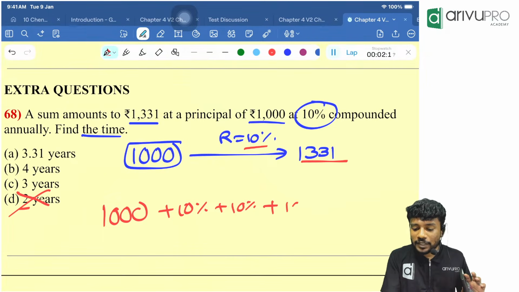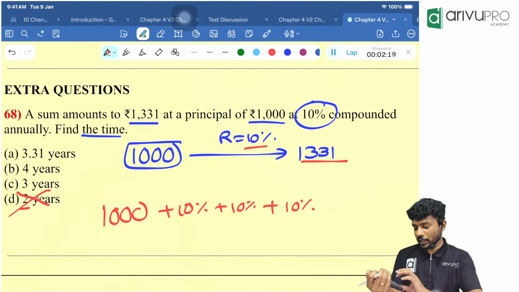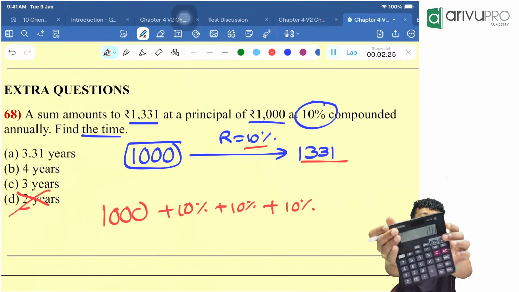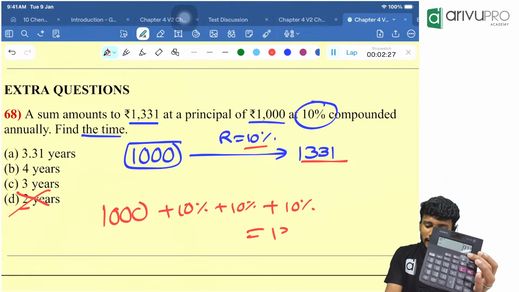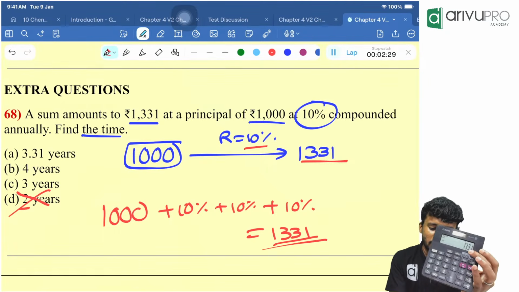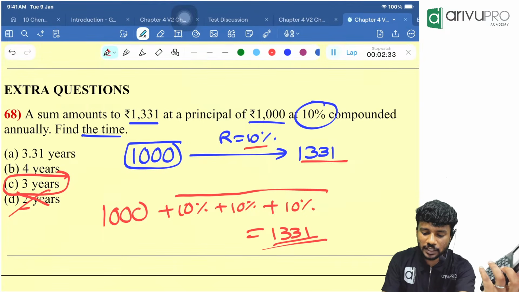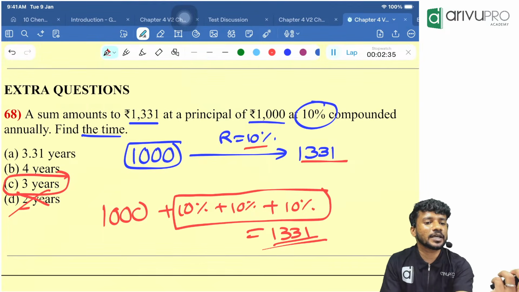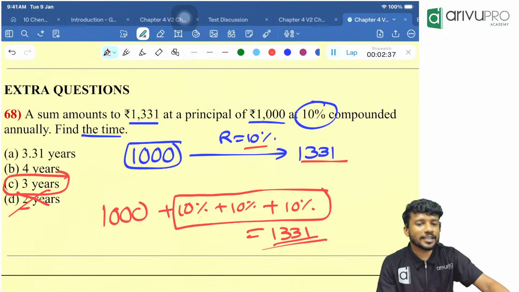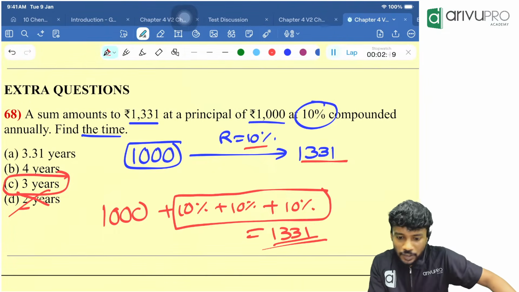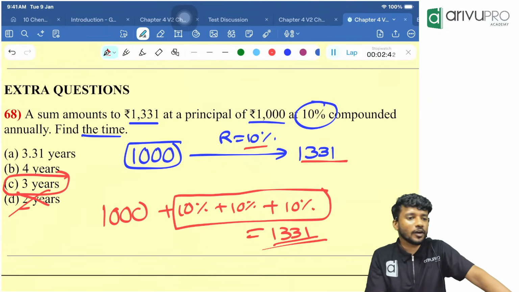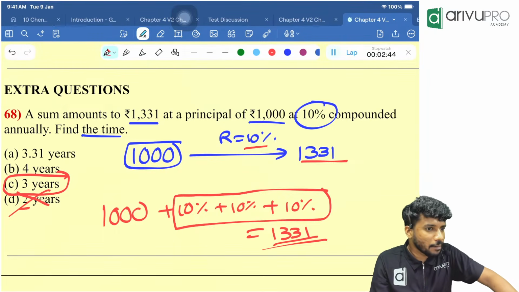One more time, you click plus 10 percent. How much are you getting? 1331. So, which option is the answer, people? 3 years. So, 3 times I added. What is the meaning of that? 3 years were there, or 3 periods were there. That is the meaning. Got the logic? Yes. Sure.